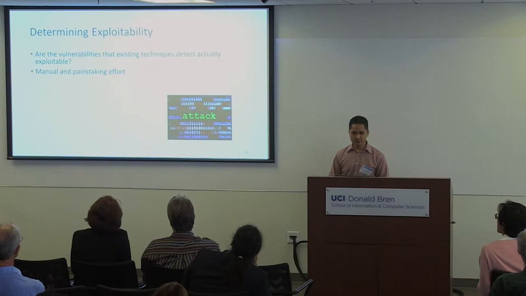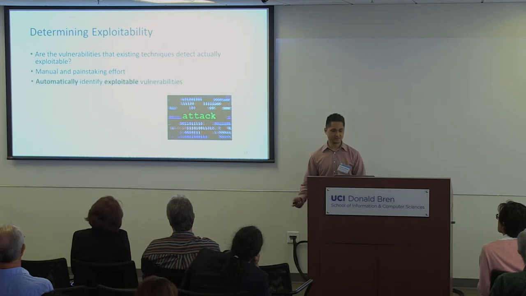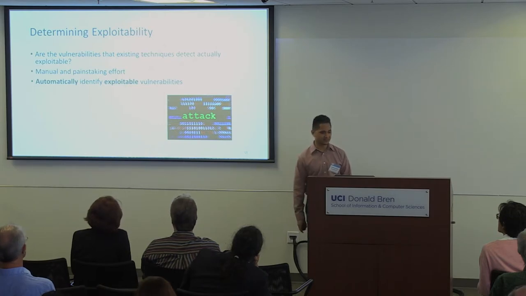So how do you determine whether or not a vulnerability is exploitable? Well, the state of the art right now is just to go through this manual, painstaking task of figuring out how to write some code that's going to actually exercise that vulnerability, and that can be time-consuming and error-prone. So of course, it'd be really great if we can automatically identify exploitable vulnerabilities. It would be really great if we can generate exploits automatically.